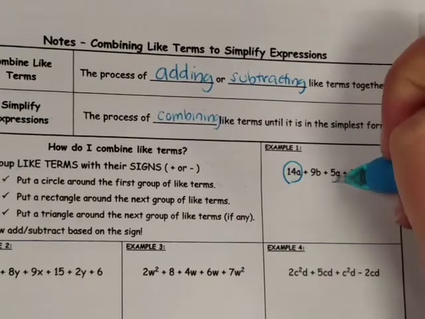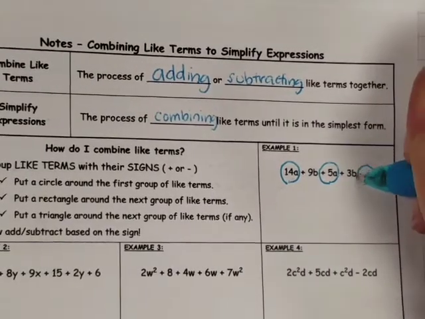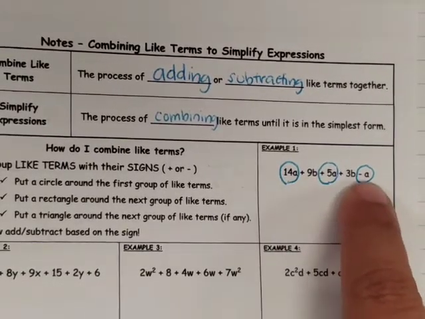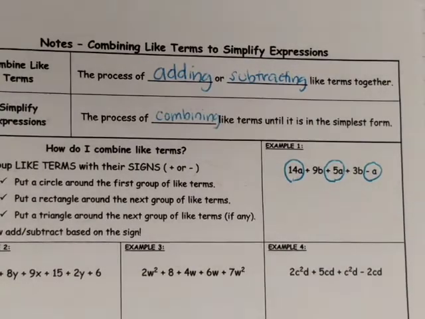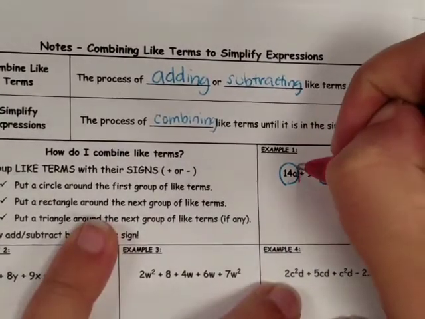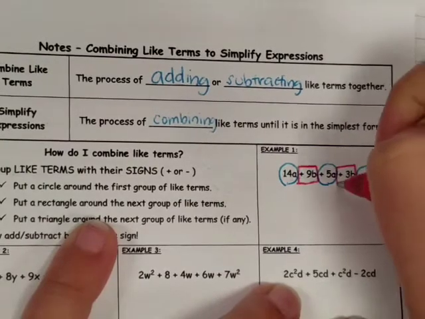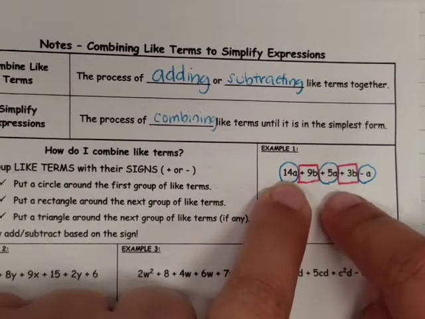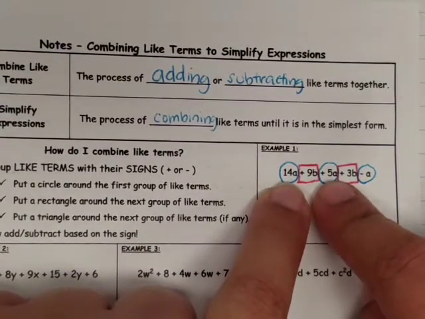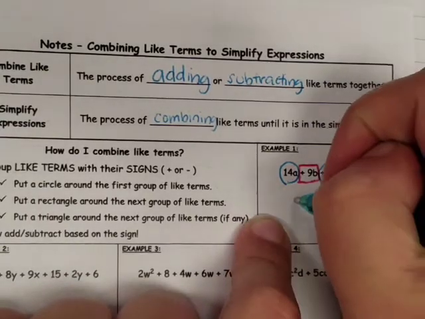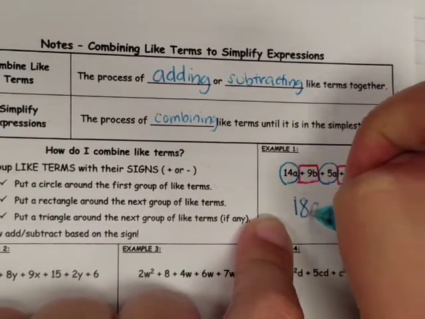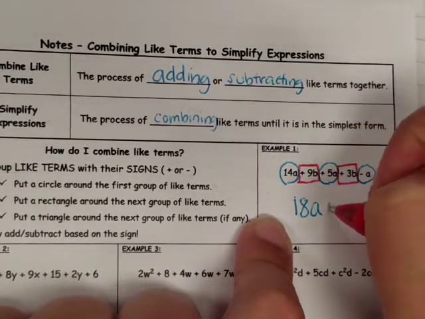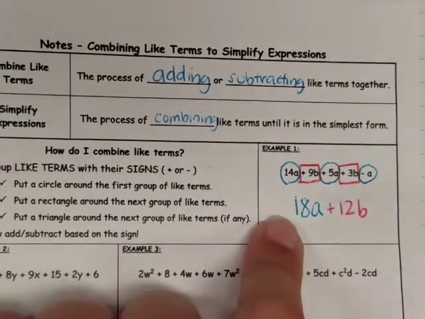14a, are there any other a's? And notice how I'm circling the sign that's in front. So 14a plus 5a minus a. And then my next group, I'm going to put rectangles around, plus 9b plus 3b. There's no other groups, so now I'm just going to go ahead and combine. 14a plus 5a is 19a. 19a minus a is 18a. 9b plus 3b is 12b. And then that's my answer.